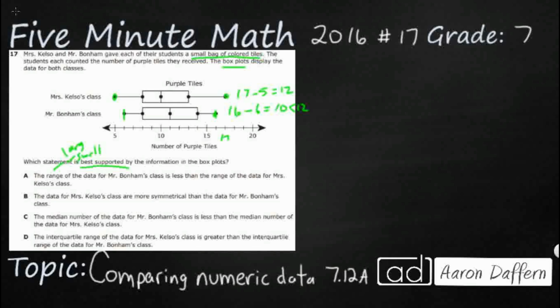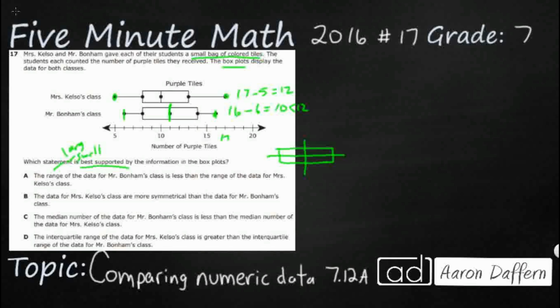The data for Mrs. Kelso's class are more symmetrical than the data. All right, so symmetrical means literally that line of symmetry, right? Like if you have a rectangle right here, you have a line of symmetry there, you have a line of symmetry there. So Mr. Bonham's class and Mrs. Kelso's class, well, you see that Mr. Bonham's class is pretty symmetrical. You've got that median, that's what that middle line is right in the middle, and both lines on the outside, those first and that fourth quartile seem to be kind of even.